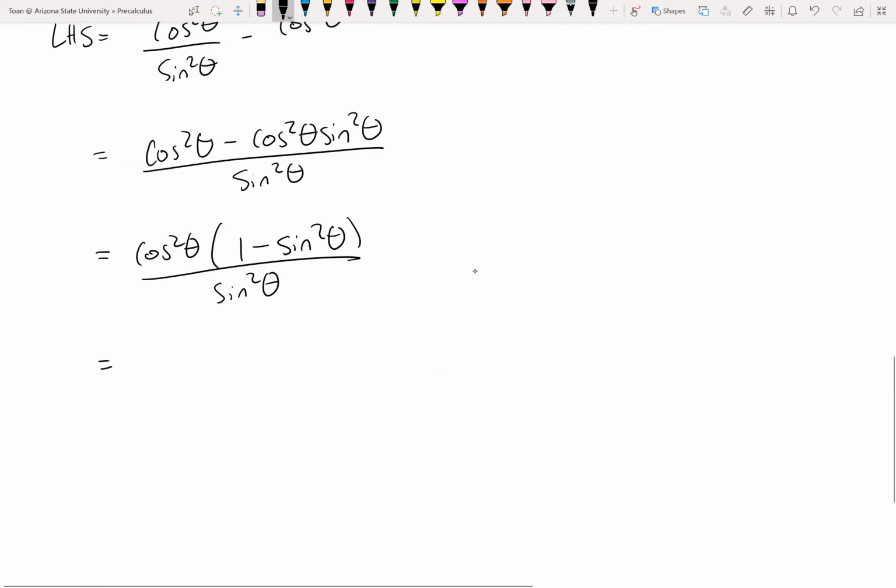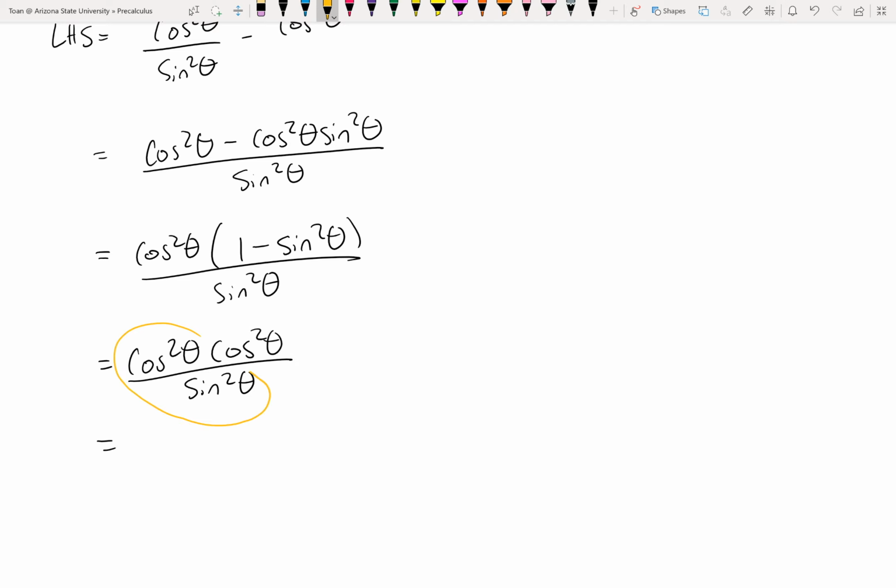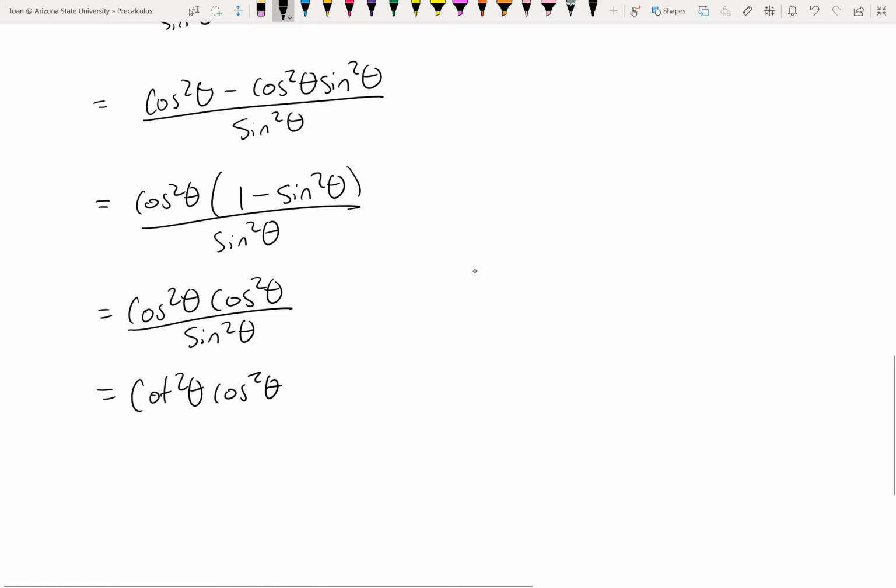And anytime you have a trig function being squared, especially when it's connected some way to the number 1, you should be thinking of the Pythagorean identity. And we should know that 1 minus sine squared theta is cosine squared theta. So we have cosine squared theta over sine squared theta. And I think that does it, right? Because we are looking for cotangent. And what do you know? There's our cotangent right there. So in the end, we have cotangent squared theta times cosine squared theta, which, correct me if I'm wrong, yep, that's exactly what we wanted. That is the right-hand side. Okay.